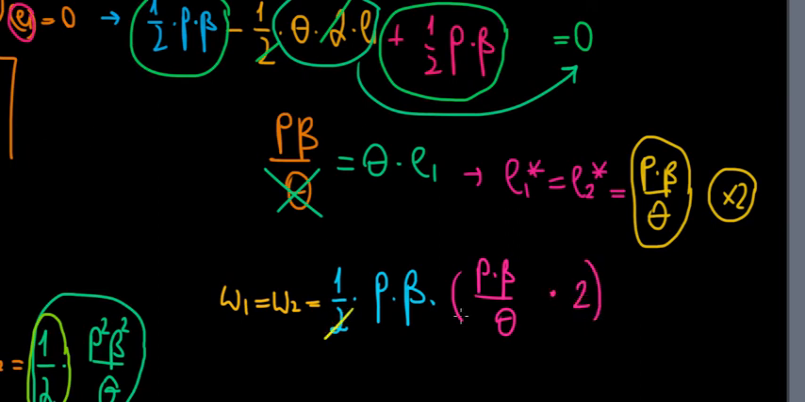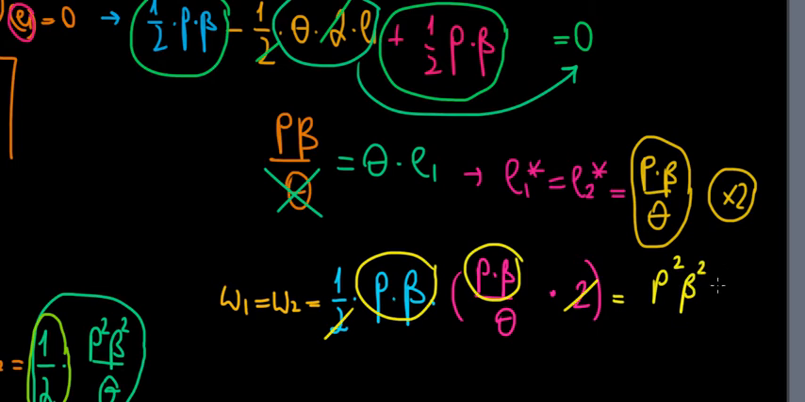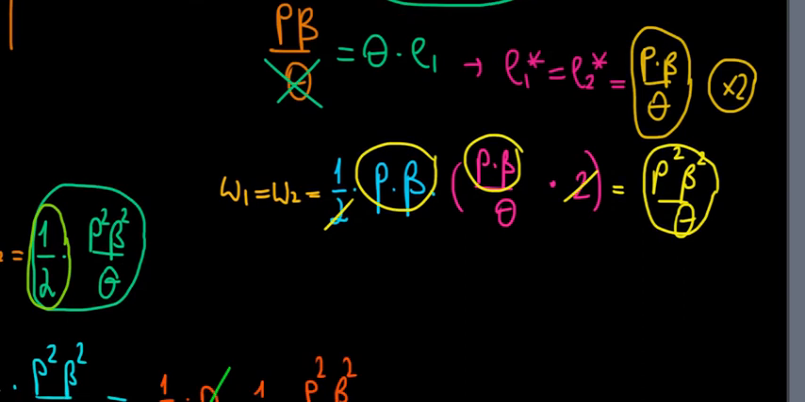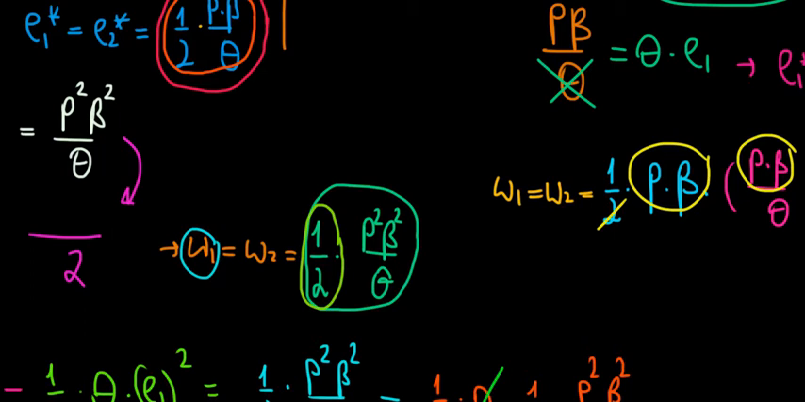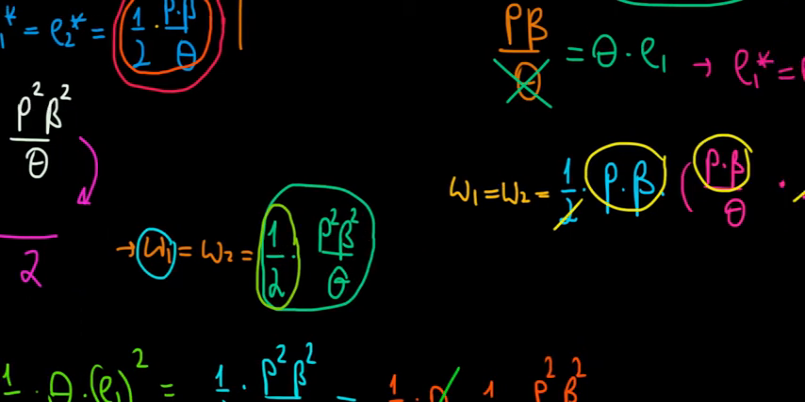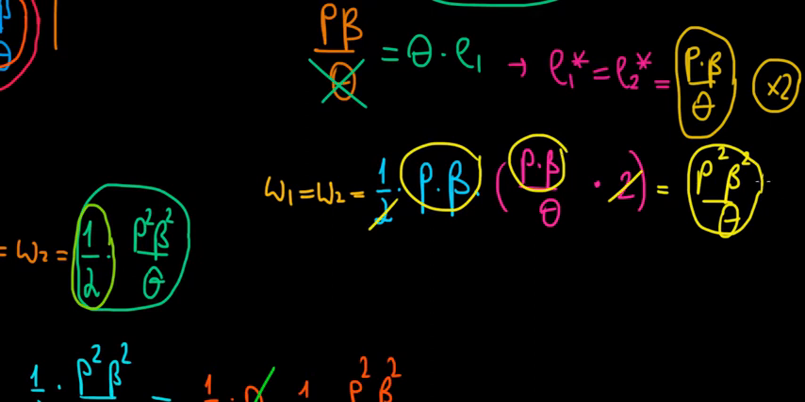Now let's solve the math over here. We have 2 and 2 cancel out. P times beta multiplied with P times beta, that's just going to be P square beta square divided by theta. Compare this with part C and with part B. So if you compare it with part C, where they didn't care about each other, their income level was only a half of P square beta square over theta, meaning that when they care about each other, they double their income.